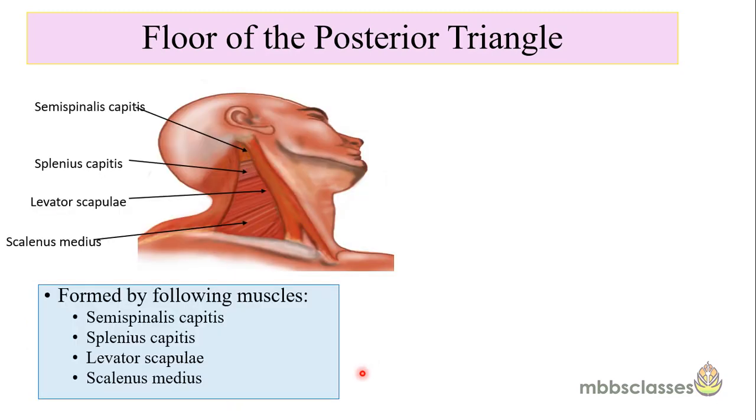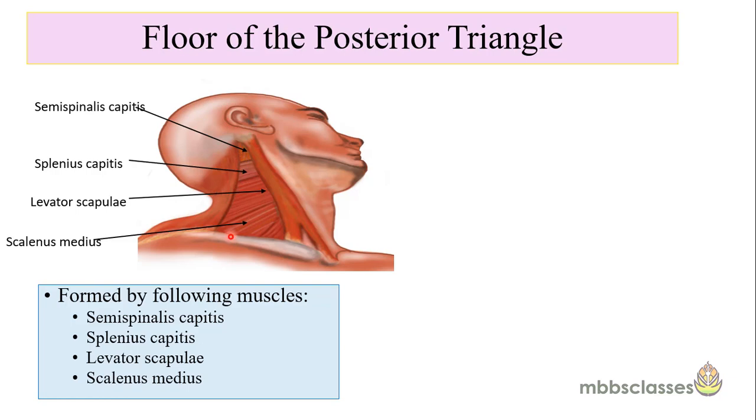Now let us see the orientations of the muscles which form the floor of the posterior triangle. Let's see their arrangement from the cranial to the caudal direction. So the muscles are semispinalis capitis muscle. This is the splenius capitis muscle. The next is the levator scapulae muscle, and the lowermost muscle is the splenius medius muscle. So these four muscles form the floor of the posterior triangle, and these muscles are covered by a layer of prevertebral fascia.